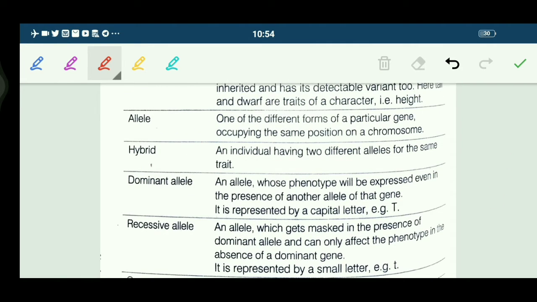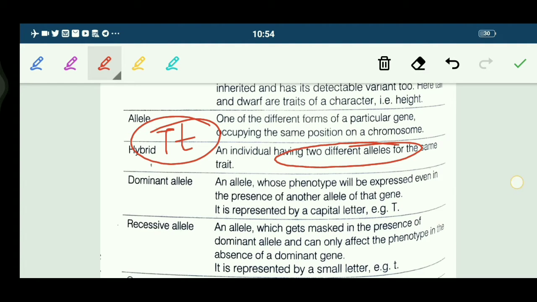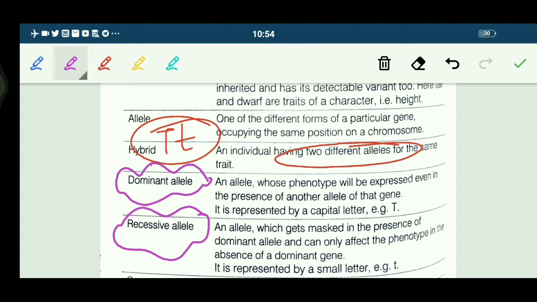Now, what is hybrid? An individual having two different alleles for the same trait, like capital T, small t, this is a hybrid. Now, yesterday we had also discussed the dominant allele and recessive allele. So, we will be discussing them in detail now.